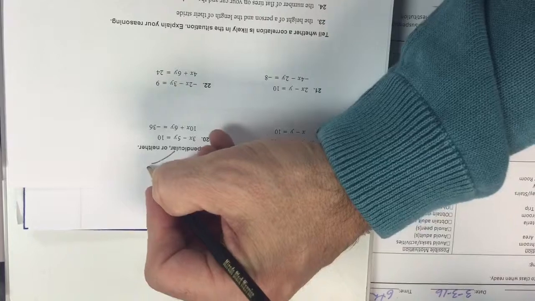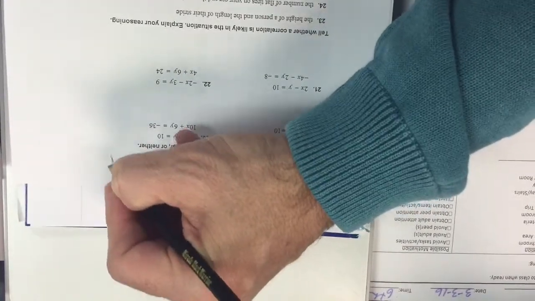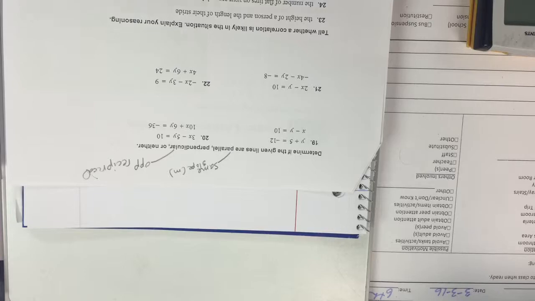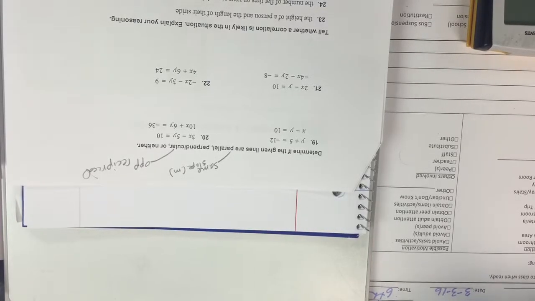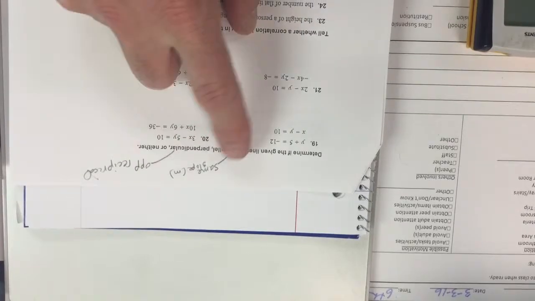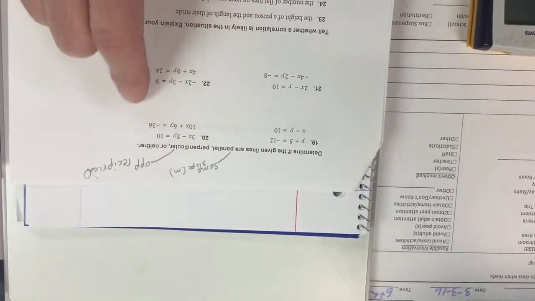Perpendicular, opposite reciprocal. So lines that have the same slope are parallel. Lines that have the opposite reciprocal would be perpendicular. If they don't have either of these, it's neither, obviously.